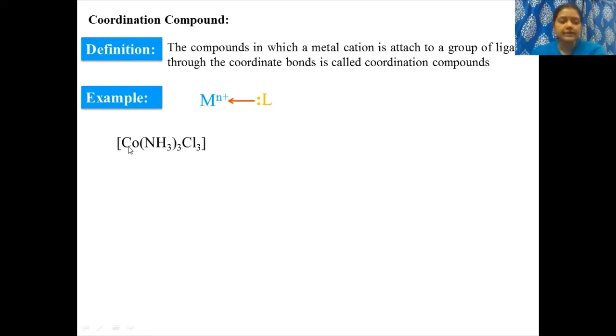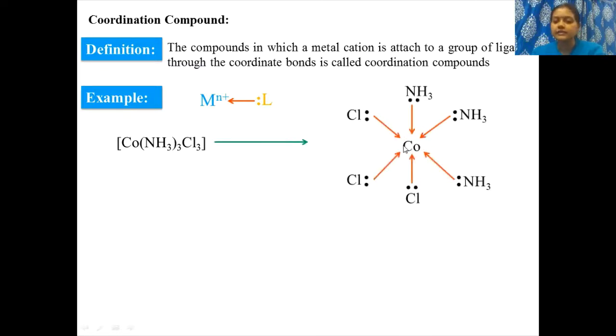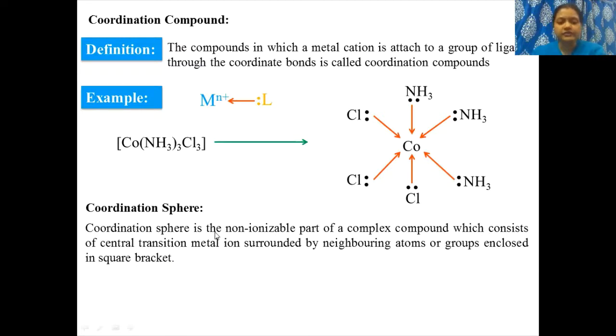So in this example, Co(NH3)3Cl3, Co is the central metal, and NH3 and three Cl minus are attached to the cobalt center by coordinate bonds. What is the coordination sphere? The coordination sphere is the non-ionizable part of the complex compound, which consists of the central transition metal ion surrounded by neighboring atoms or groups, enclosed in a square bracket.